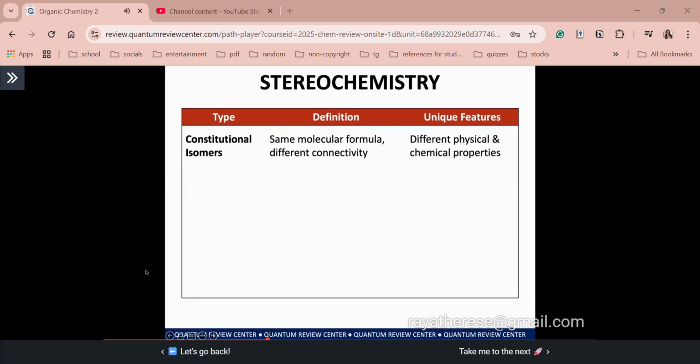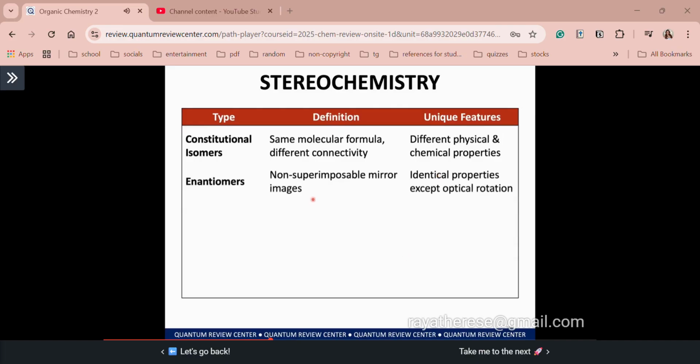Again, starting with your constitutional isomers. Remember, this is very specific to the different connectivity of your atoms, diba? Particularly the branching. For the definition again: similar molecular formula, different connectivity. And the consequence is that it will give different physical and chemical properties to your isomers. As we have discussed, diba? If you increase the branching of your hydrocarbon chain or organic compounds in general, you will also decrease the boiling point. Ayan. So class, remember our discussion there, ha?